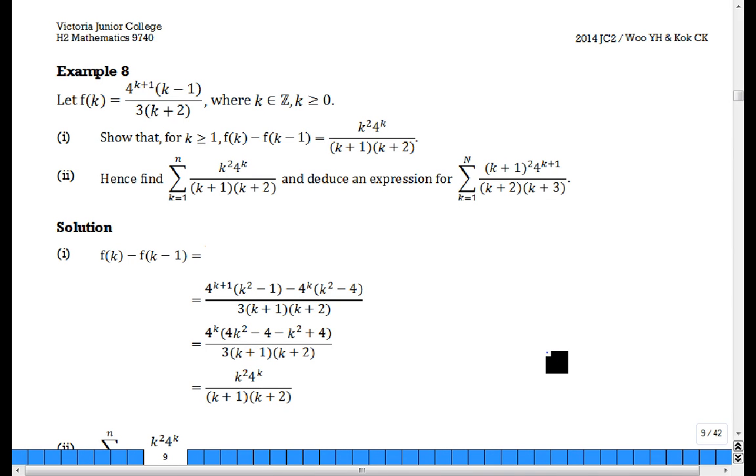Okay, you are given a function fk equals to this. Show that fk minus 1 is something here. First part is quite straightforward.